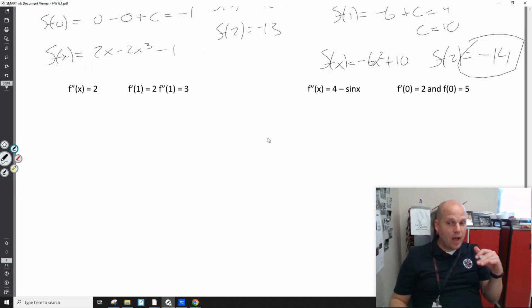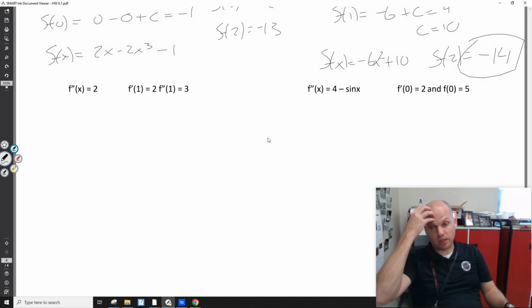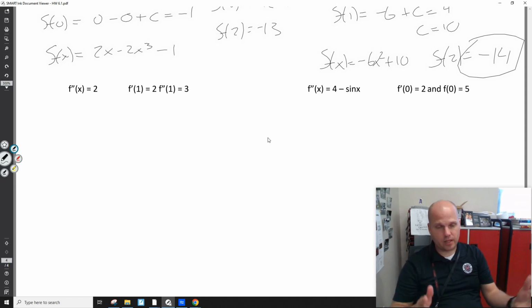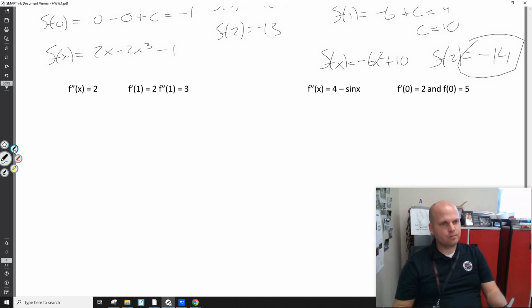What if I give you f double prime? Here's the key. We talked about it in the lesson, unless you were in my third period class where we didn't talk about any of these, but like I told you, heads up, you're going to have to find c. Every step you go backwards, you need a c. You need it.